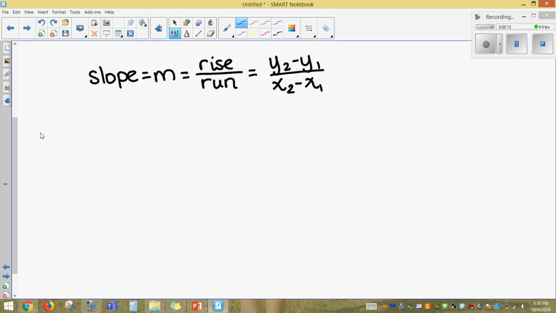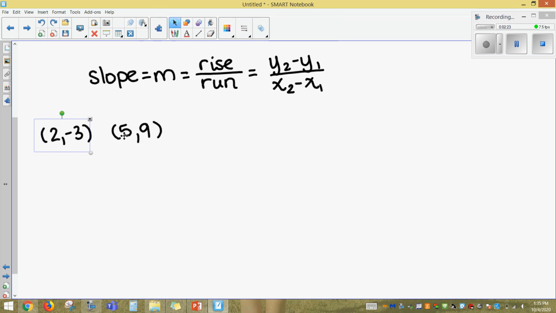So maybe I'm asked to find the slope of a line, and I know 2 points that my line passes through. I know it goes through the points 2, -3, and the point 5, 9. If I want to find the slope of that line, I said the rise has to do with the y's. They rhyme if you have trouble keeping straight. And it doesn't matter which one of these ordered pairs I consider x1, y1, and which one I consider x2, y2. Meaning I can either take -3 minus 9 on top, or I can take 9 minus -3.